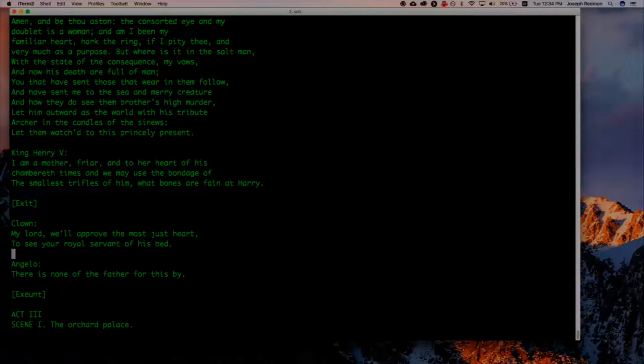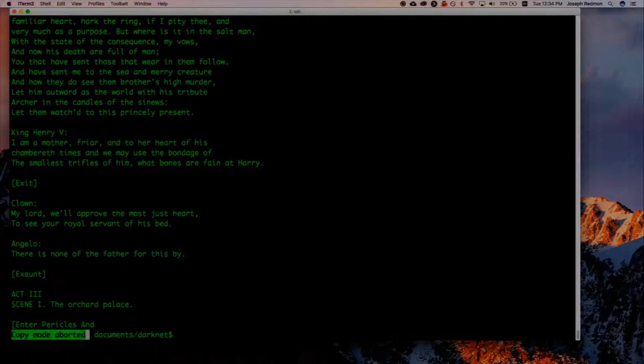My lord will approve the most just heart to see your royal servant of his bed. I don't know. But just seeing these models actually predict some sentences, you can see that they're kind of learning something. And again, this is all on a character level. If you do this on a word level, they work a lot better because they don't have to learn how to spell on their own. They can devote more of their processing to combining words in ways that make sense.